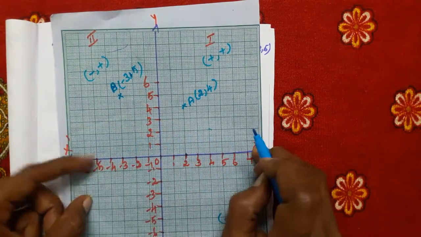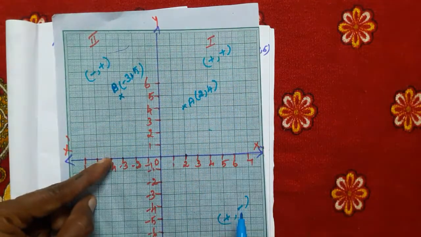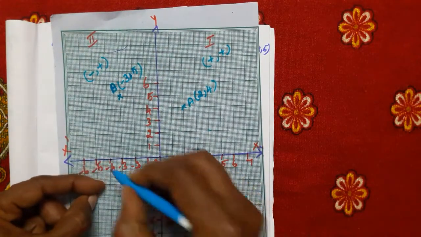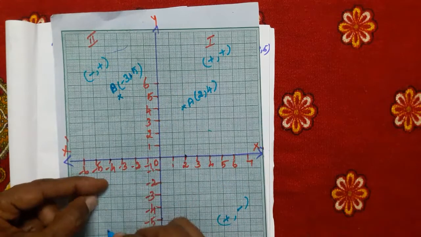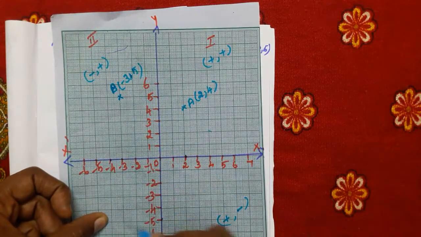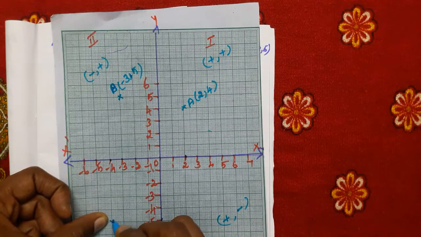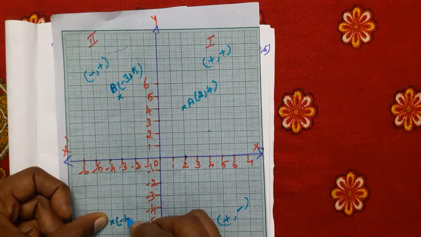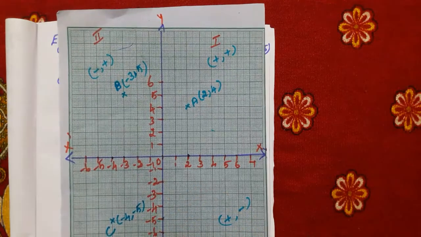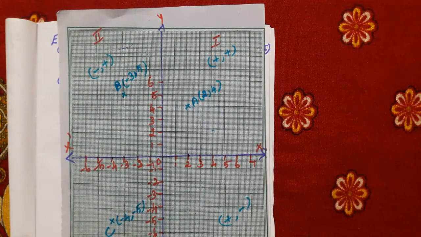First the x-axis. Next you have to check the y-axis. Minus 4 comma minus 5. From here minus 4. Next from here minus 5. Minus 4 comma minus 5. It is C. Okay, C (-4, -5).